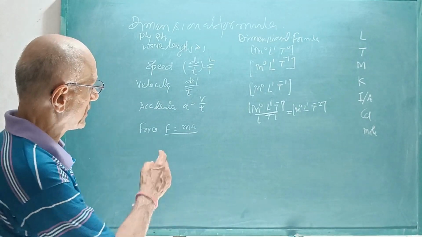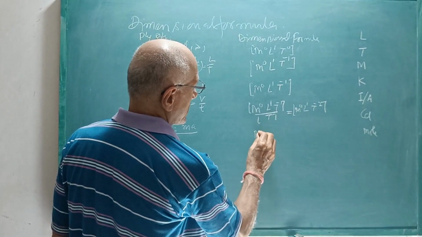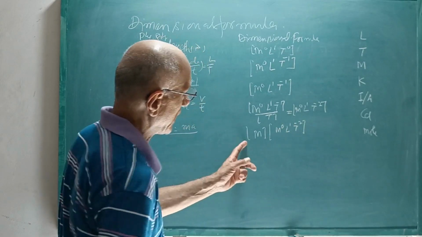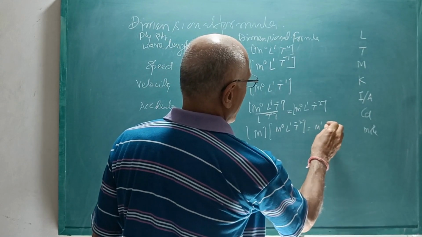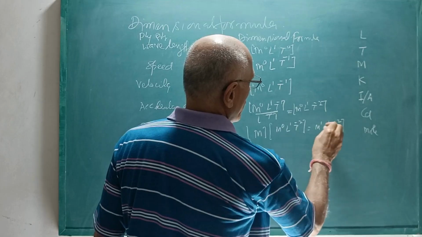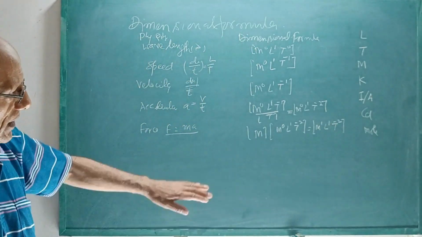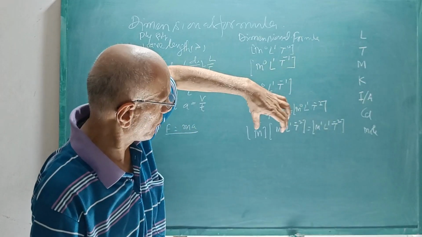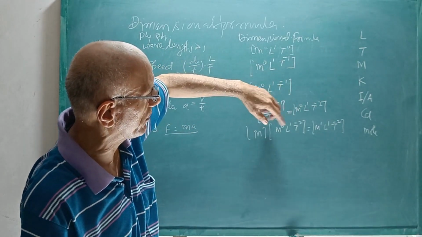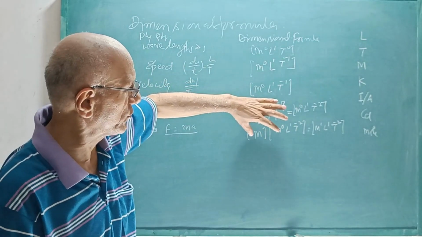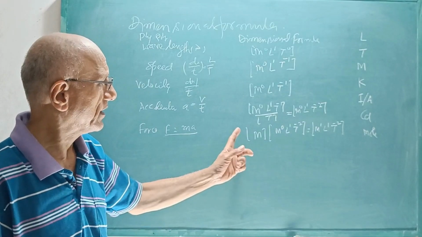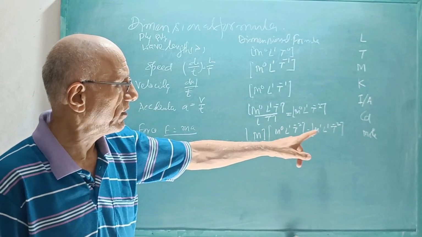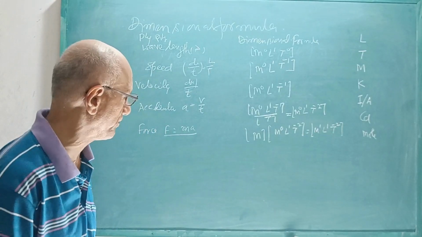So mind it. This is F equal to ma. Mass is there and acceleration is M0 L1 T minus 2. So then it becomes M1 L1 T minus 2. This is the dimensional formula for the force. The mass is to be multiplied with the acceleration. The dimensional formula for the acceleration is this. Multiplying by mass, you get 0 plus 1. According to the law of indices, when you multiply two quantities, the powers are added. Here the power of M is 1, so 0 plus 1 is 1. So you will get M1 L1 T minus 2.